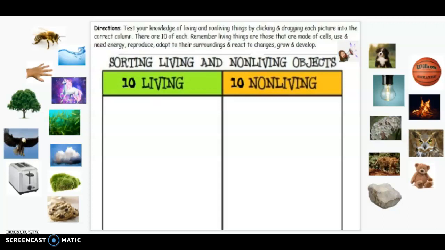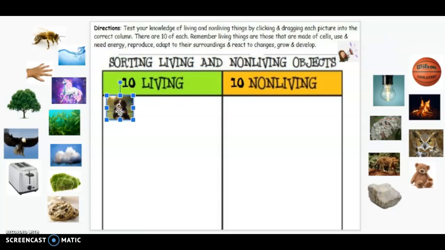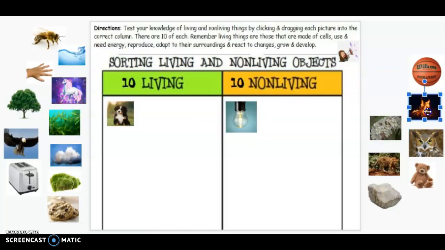All right, I'm here to show you the correct answers for last week's energy pyramid Brain Pop and activities. Overall, the sorting for living and non-living things went pretty well. You guys have a decent understanding of living versus non-living. But remember, if it has cells, if it uses or needs energy, if it reproduces, if it adapts to its surroundings, and if it can grow and develop, it can be considered living. All other things would not fall into that category.